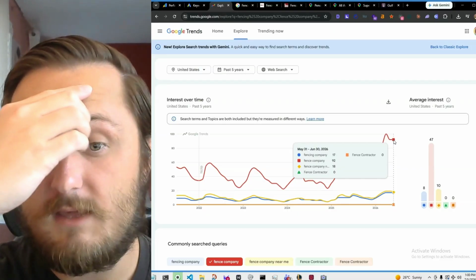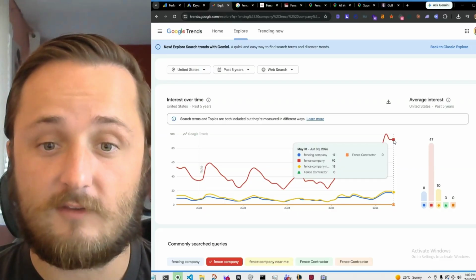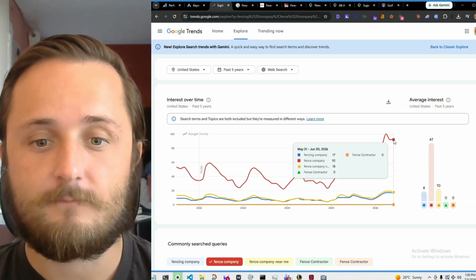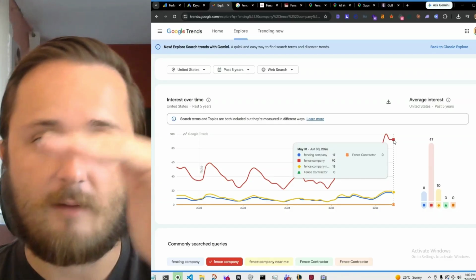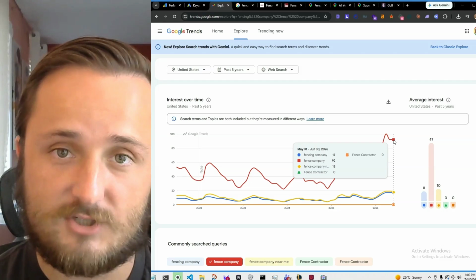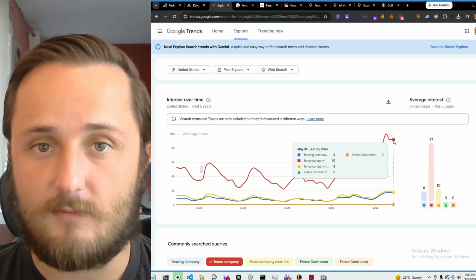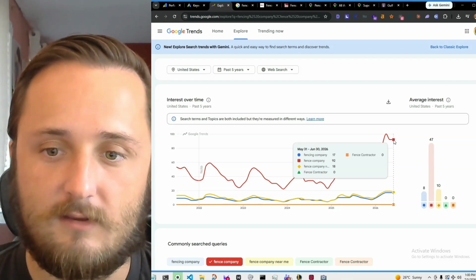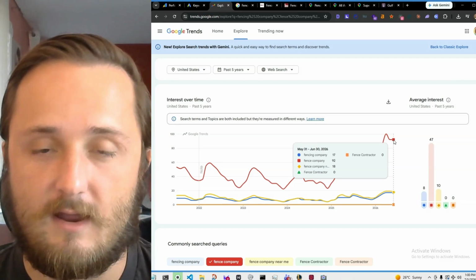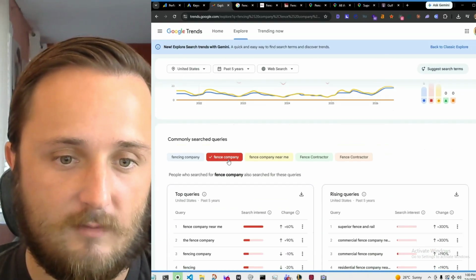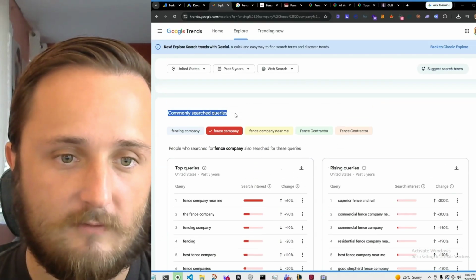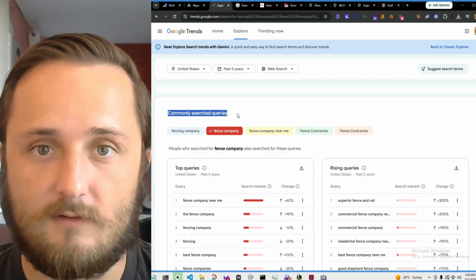So to me, I'm getting an understanding from this current data that I want to be targeting fence company as my top level keyword. Now this may change when we look at some other data, but currently that's the top level keyword I'm considering targeting. Some other things you can do in Google Trends is we can come down here and find these commonly searched queries.